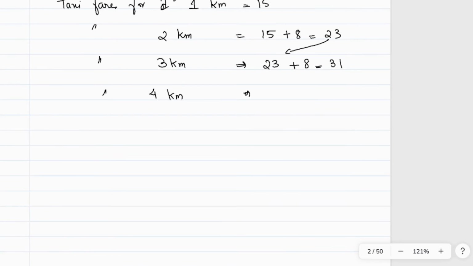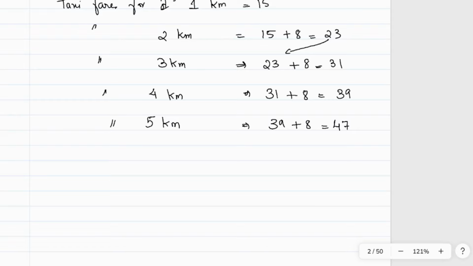Then for the fourth kilometer, it is 31 plus 8, which gives us 39. Then for the fifth kilometer, it will be 39 plus 8, which is equal to 47. Like that it goes on. Now you can see that this belongs to the AP, because every term is 8 more than the preceding term. So this is in which form?